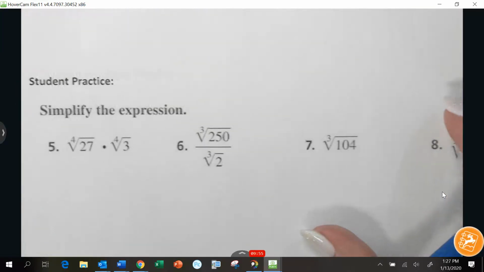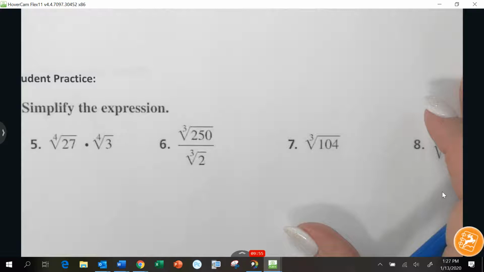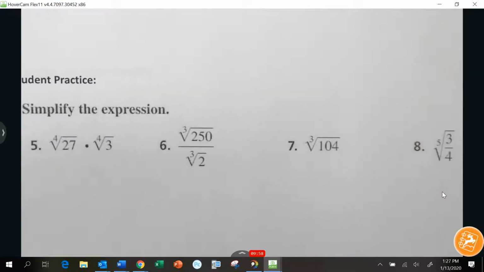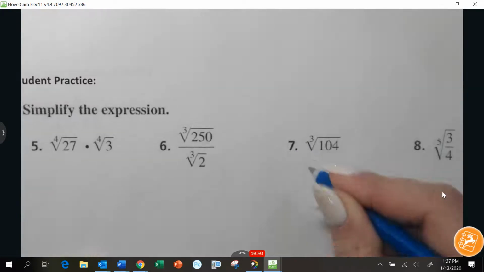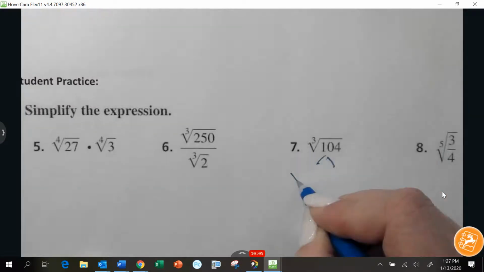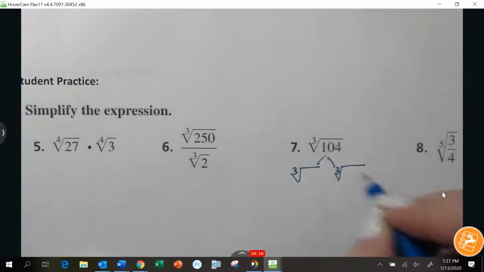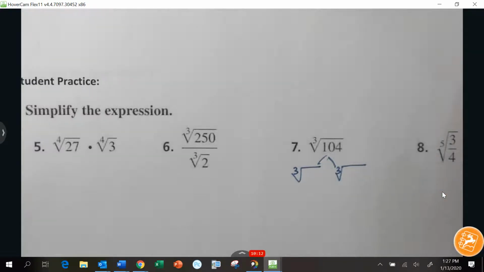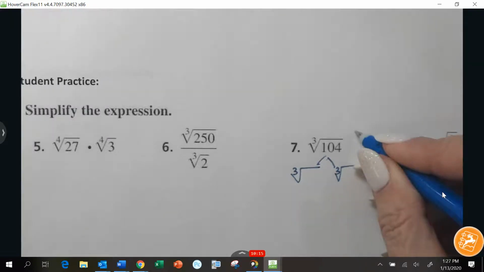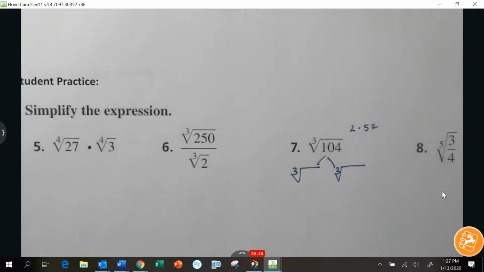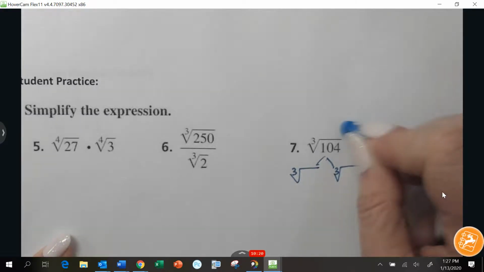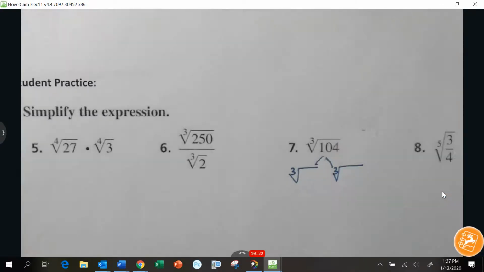Let's see. Let's try number 7. Let's look at number 7. 104 is not a perfect cube. Can we separate it into a perfect cube and whatever else? What do we know about 104? Even? 2 times 52. That's not going to help me. Is 4 a perfect cube?